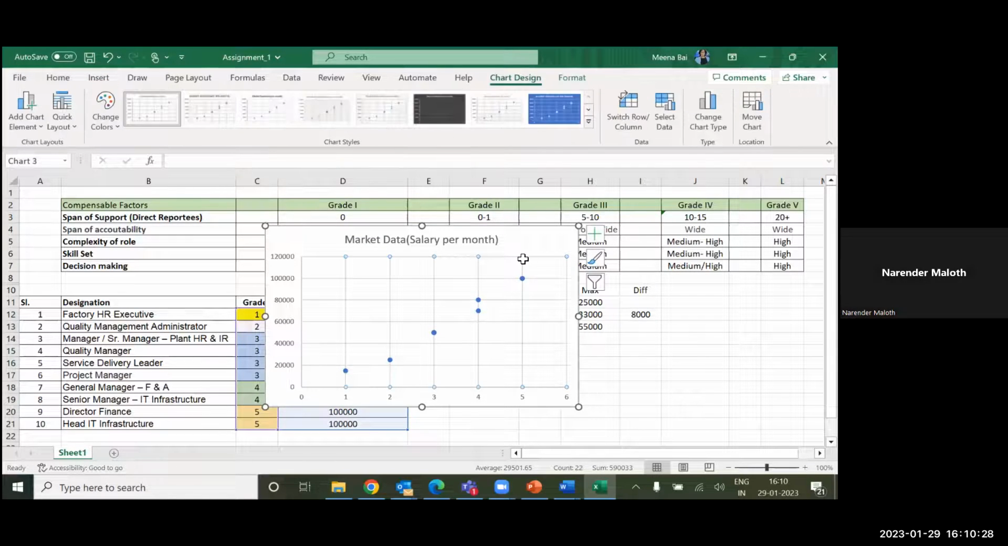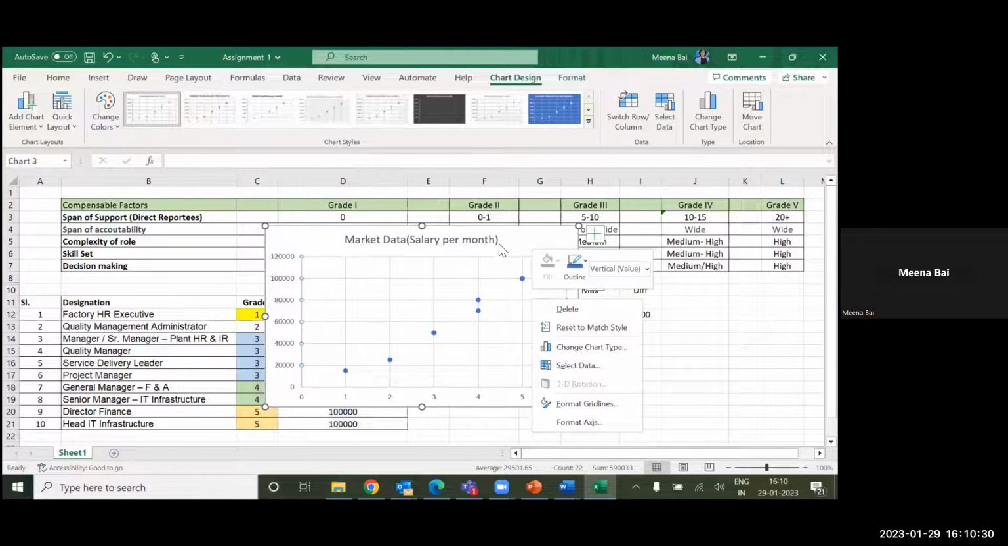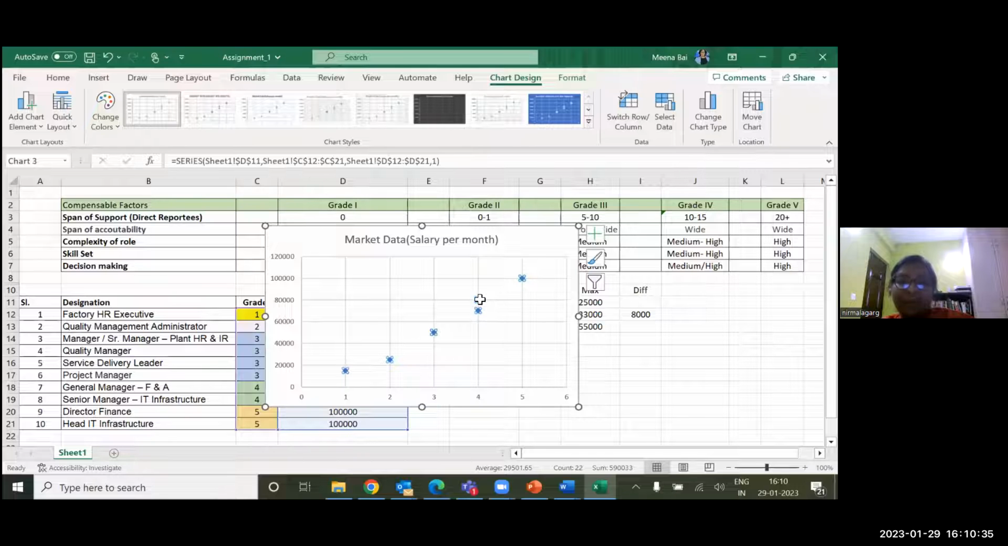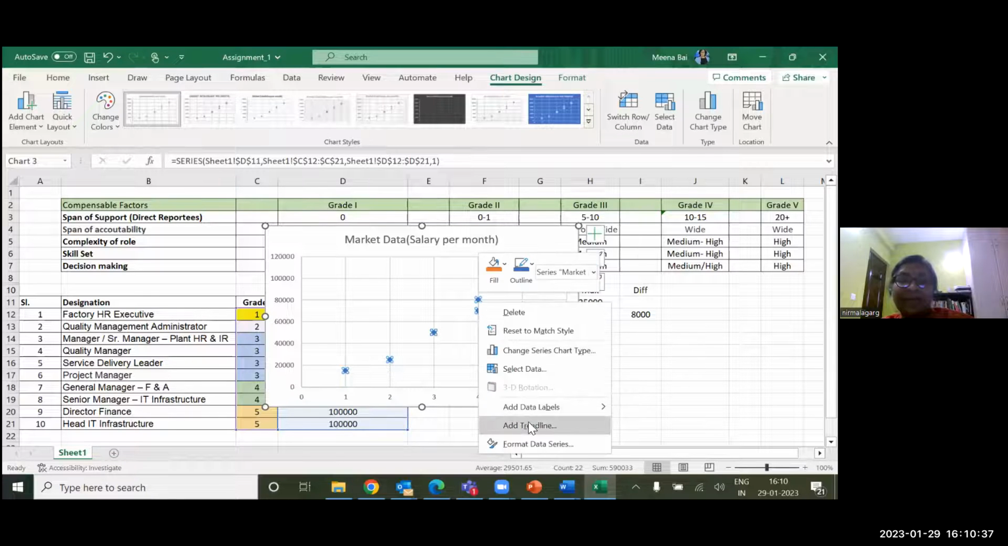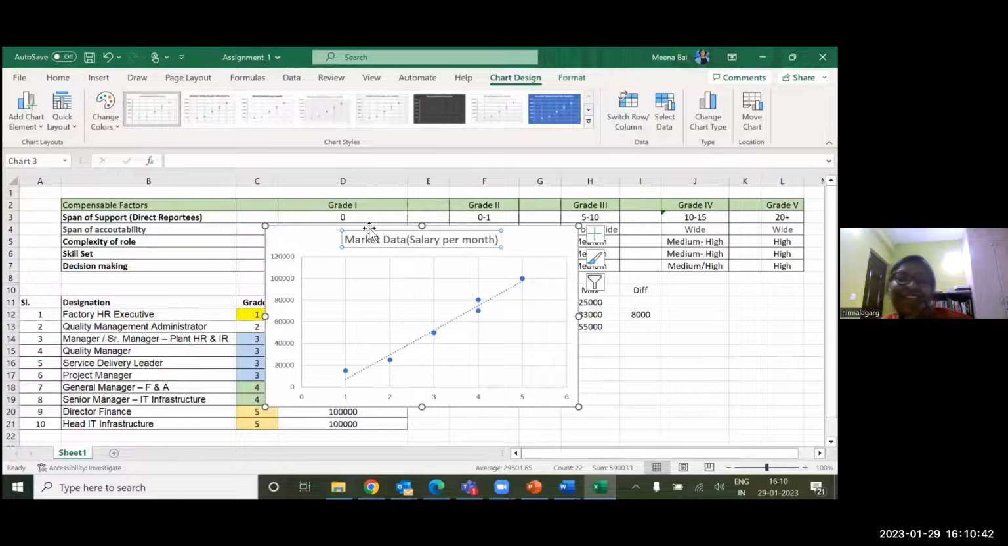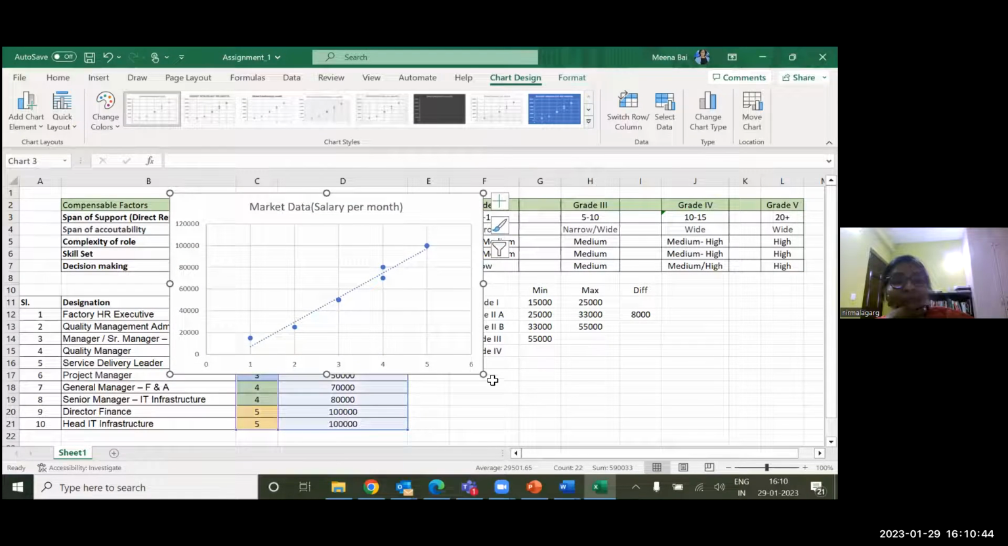Someone else equally pointed it out. Yeah, click on any position and you will get that. Just click on that, right click, add trend line, and that's it. Absolutely. Great. Now you have it.